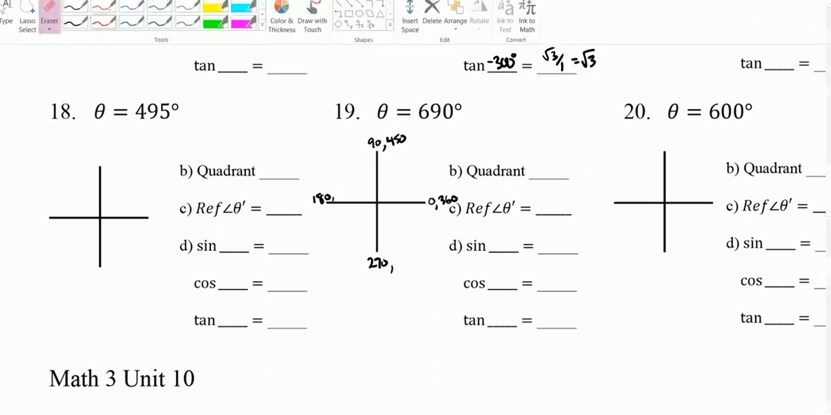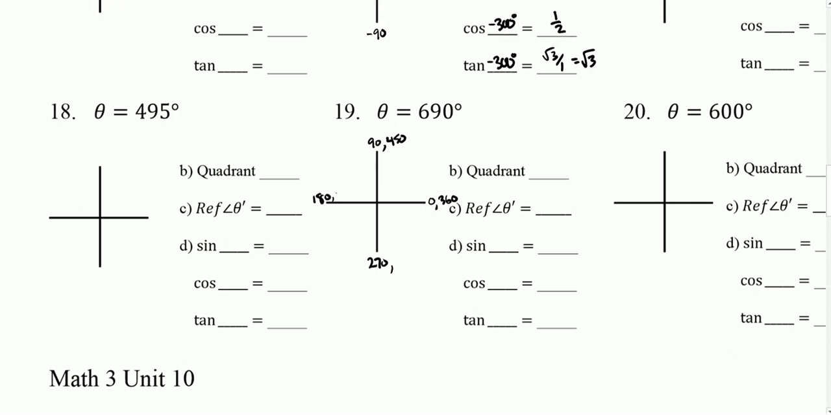At 180, 180 is going to be coterminal with 540. And then 630. And then back to 720. So we see that 690 is between 630 and 720. And that's the difference between 690 and 720, which is 30 degrees.